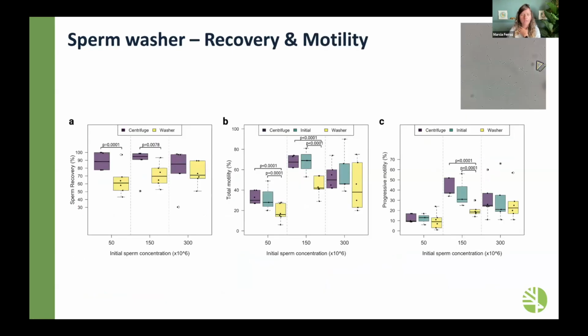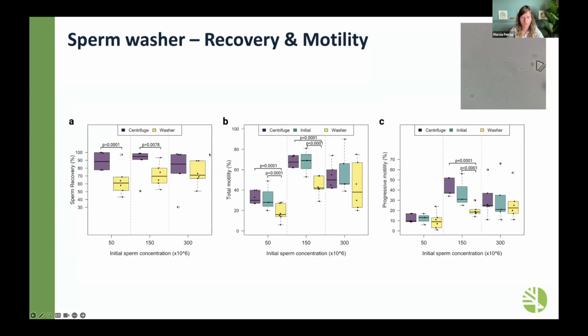So here I want to show you, in purple, we have centrifugal devices. In yellow, the devices used in our washer. What is interesting here is that with lower concentrations, we have a recovery that is lower than normal centrifuge, but when we go to the higher concentration, we have similar recovery. That indicates to us that we need to make devices of different sizes depending on the concentration. It's something we've been working on.